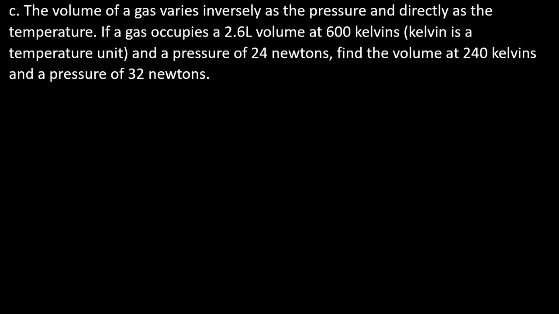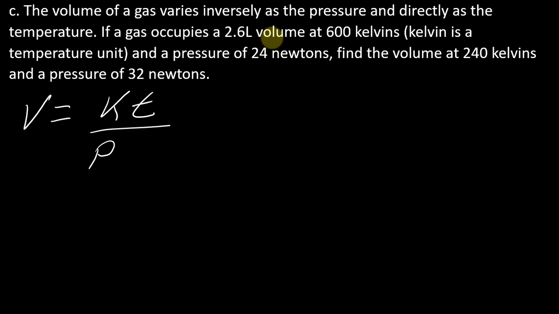And finally, the volume of a gas varies inversely as the pressure and directly as the temperature. So now we have combined variation. If a gas occupies a 2.6 liter volume at 600 kelvins, and that's a temperature by the way, and a pressure of 24 newtons, find the volume at 240 kelvins and a pressure of 32 newtons. Volume, we'll call it V. Varies inversely as the pressure, so inversely means divide by P, and directly as the temperature, so also multiply by T. So there's the general equation: V equals K T over P.